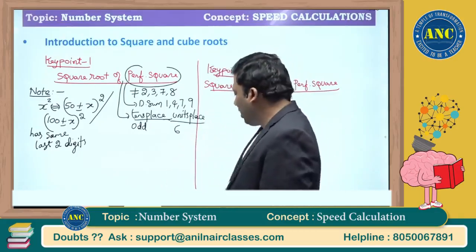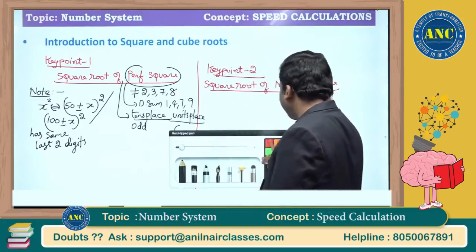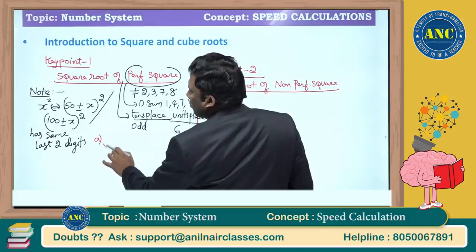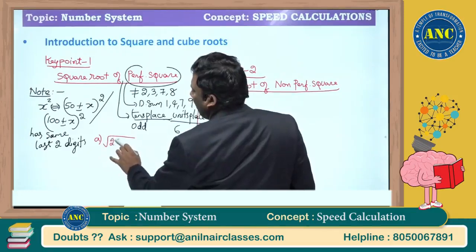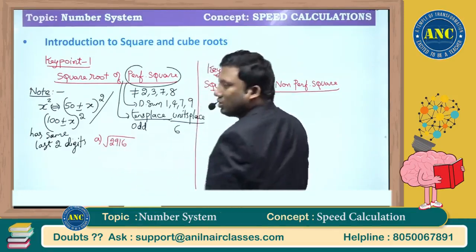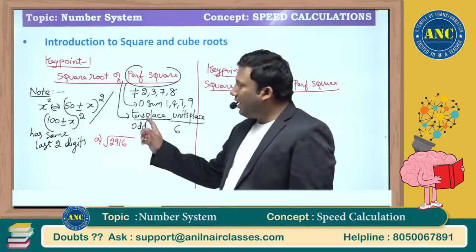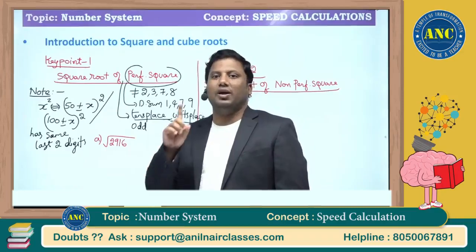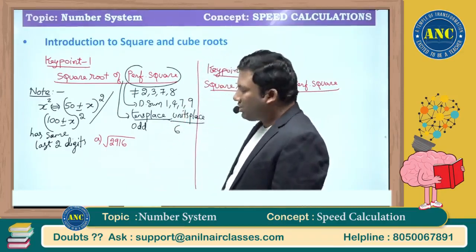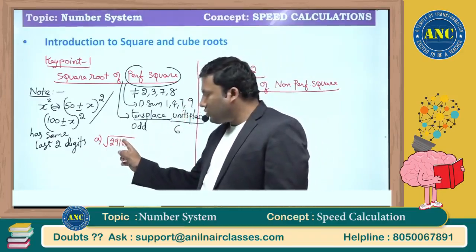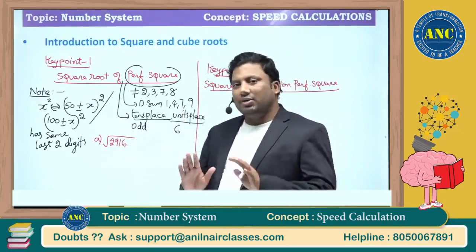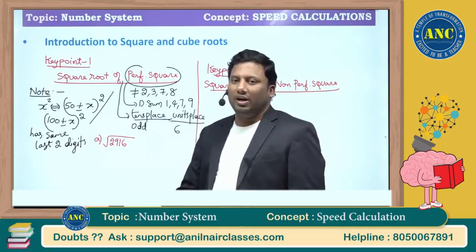Listen carefully to 3 to 4 examples. First question, square root of 2916. We are taking the numbers which are perfect squares. If a number is a perfect square, digital sum will be 1, 4, 7 or 9. 2 plus 9 is 11, plus 1 is 12, plus 6 is 18. 18 gives digital sum 9.